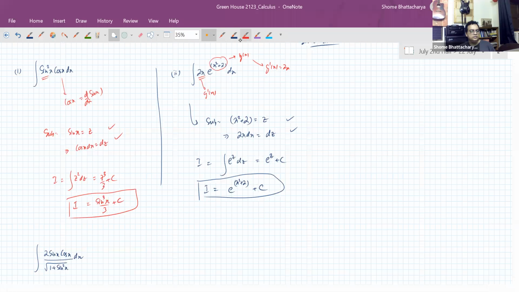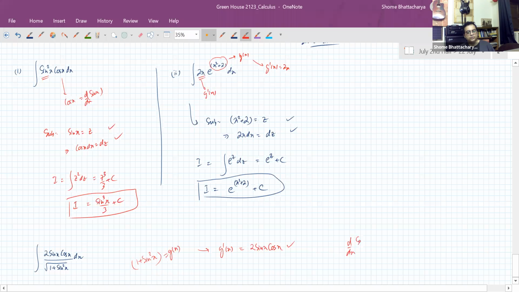Now the third one, you have to understand here that this thing, 1 plus sin square x, if you take that as your g(x), then what is g prime x? It is the differentiation of 1 plus sin square x, which is 2 sin x cos x. This is something that you have to be able to identify, otherwise it becomes very difficult. The differentiation of sin square x by chain rule is 2 sin x into the derivative of sin x, which is cos x. So it should be obvious. Otherwise, this question becomes difficult to solve.